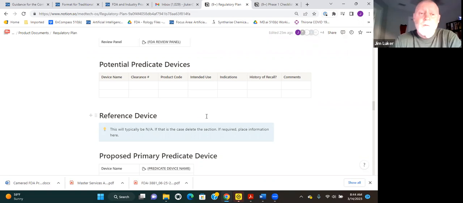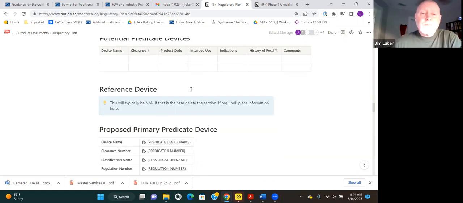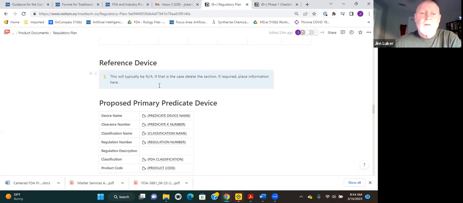It stands on its own in terms of its risk. It's the proof that you have for its safety and effectiveness, and it's a bit more difficult. But once the de novo is granted, then that device that has a DEN number is then able to be used as a predicate for other devices that come to follow that one.